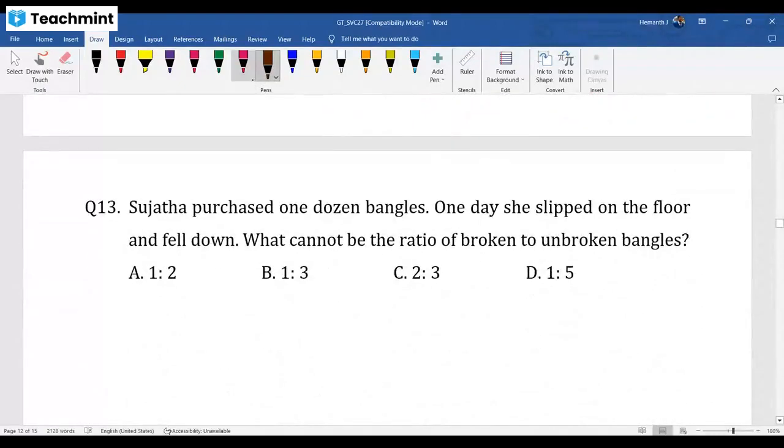1 Brazil bangles means 12 bangles, right? Now they may give bangles like that, and some are slipped, broken and fell down. Some will be broken, some will be good. Broken to unbroken, the ratio cannot be what? My dear friend, simple thing. 1 + 2 = 3, 12 can be divided by 3, it's possible.